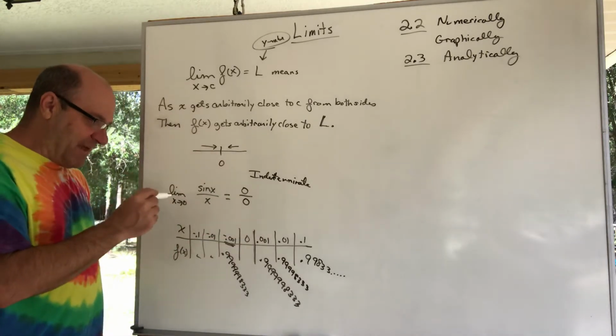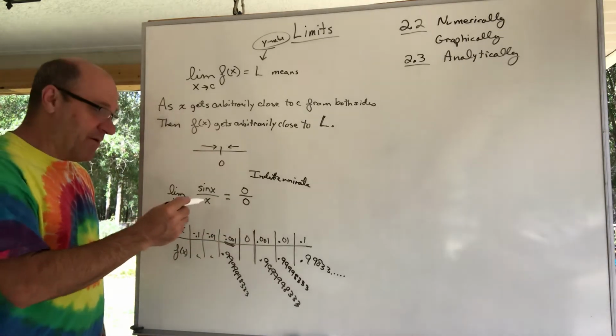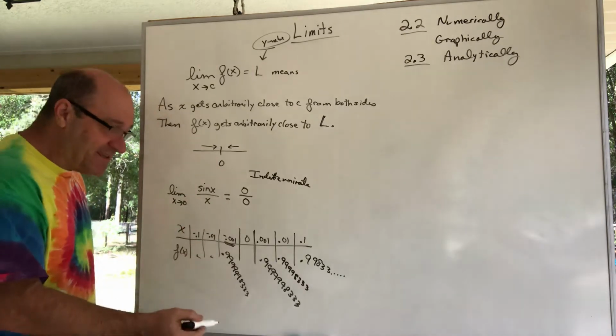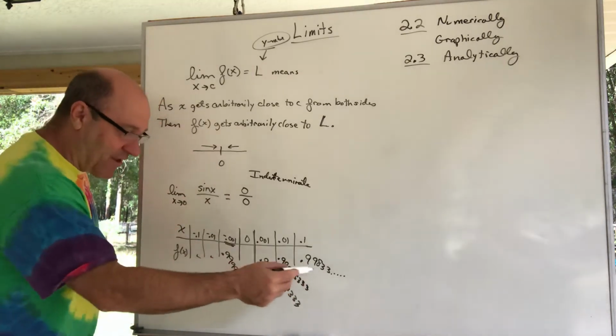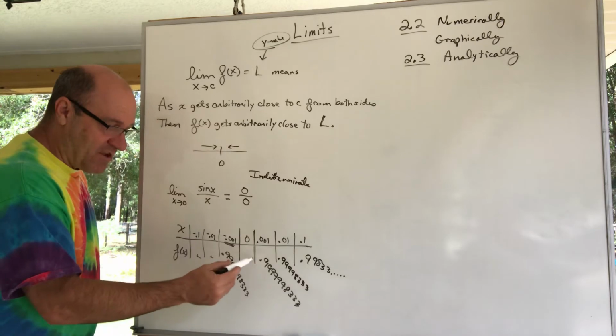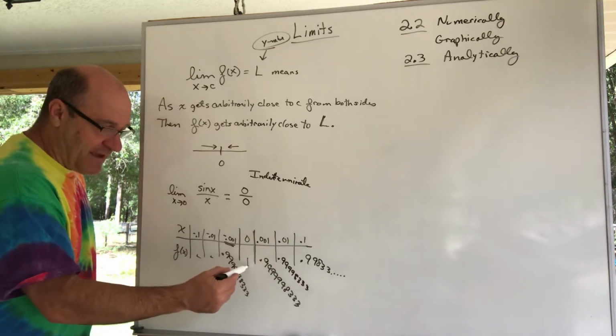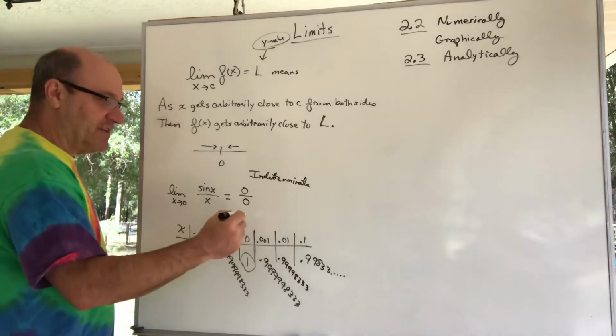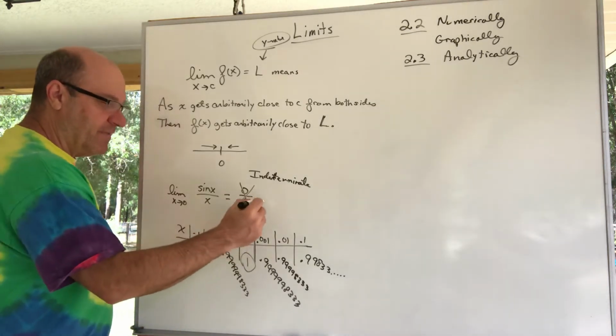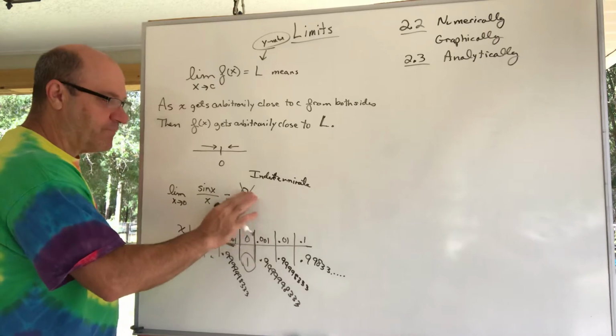But what about the limit as x gets really close to 0? Can you tell me what that is? As x gets really, really close to 0, what is this number? What y value are we approaching? And I think you can tell it's 1. The answer to this is 1. The answer to this limit is 1.